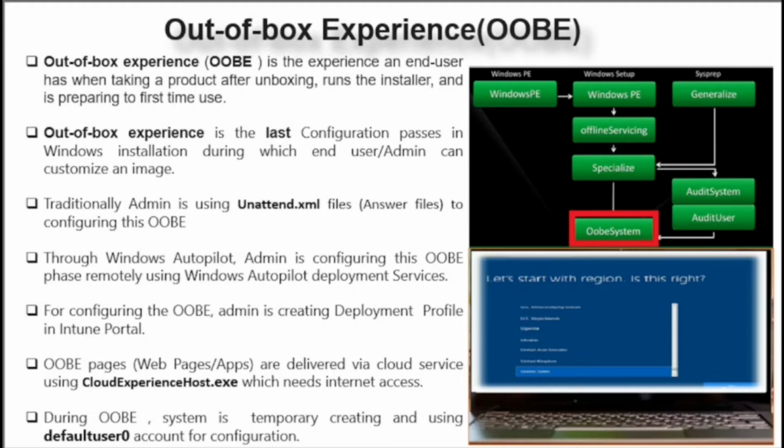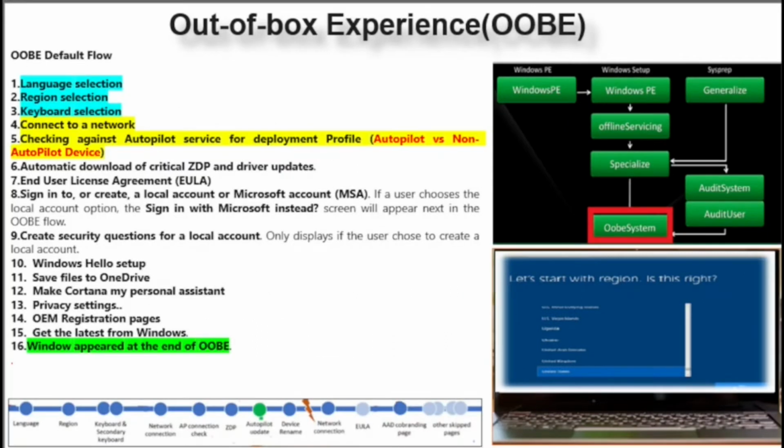During out-of-box experience, system is temporarily creating a user called default user 0 account for configuration, and this account is having full admin access on the system. Now let's discuss about the default out-of-box experience flow. So this will help us to understand the difference between autopilot versus non-autopilot out-of-box experience windows.